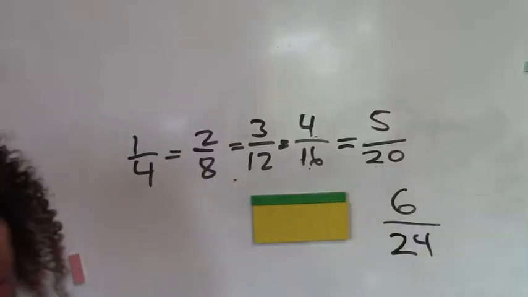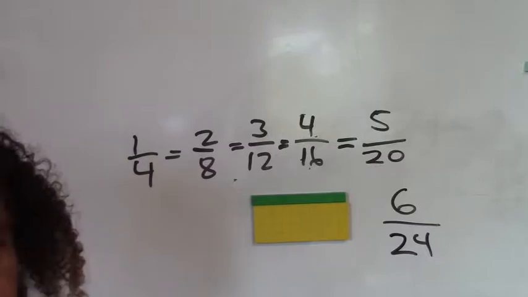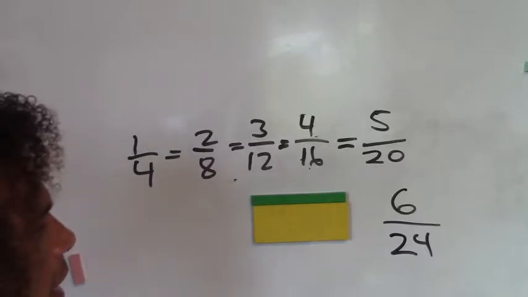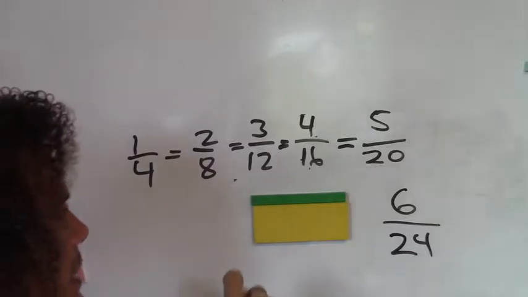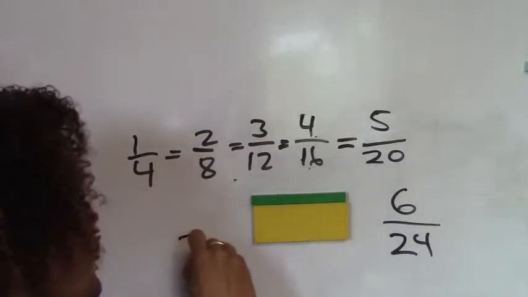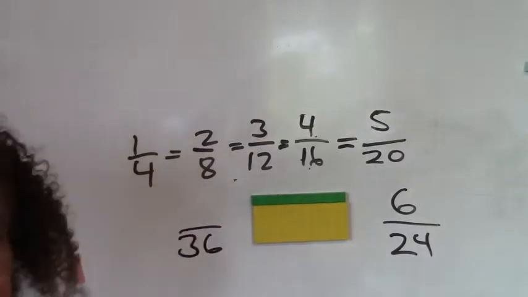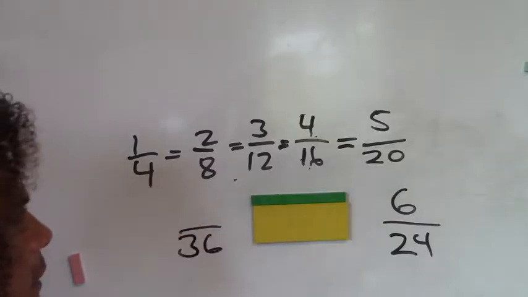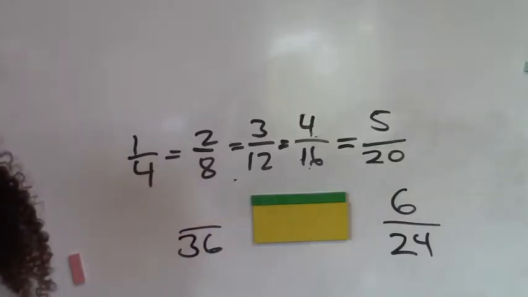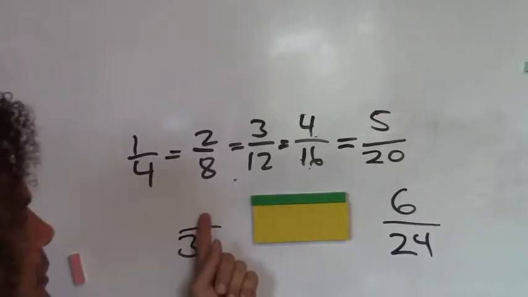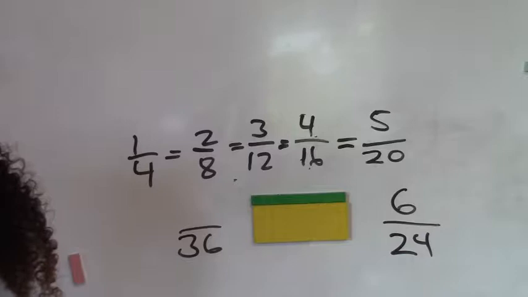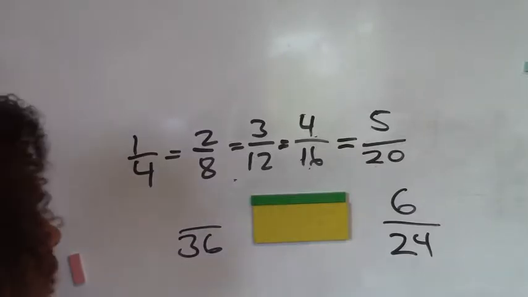Yeah. Alright, what if I said that this was 36 down here? What would the top have to be for it to be 1/4 down there? Wait, 36 down there? Mm-hmm. What would the top have to be? Ooh, I can see your brain burning. I can see you thinking. Oh, I know. That's 1, 2, 3, 9. Very, very good.